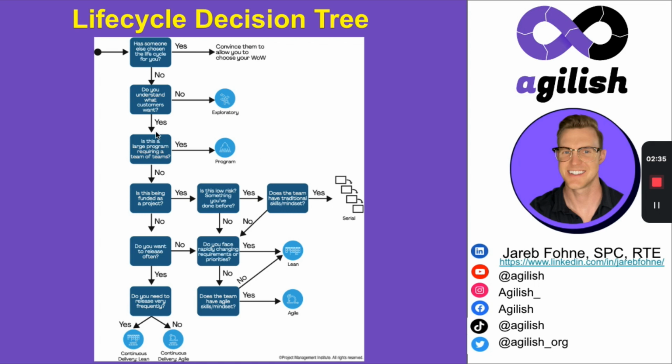Let's go down this decision tree. So let's say, is this a large program requiring a team of teams? Maybe no. Is this being funded by a project? We'll just say yes. Is this low risk, something you've done before? We'll say yes, we've done it before. Does this team have traditional skills and mindsets? Yes. So you can see here, maybe serial is for you, or we can call it waterfall. That may be the case. I'm not sold on waterfall or agile. I'm sold on whatever works best for your team. So keep in mind that is an option, and that might work best for you. Let's keep on going through these decision trees to get to the other ones.